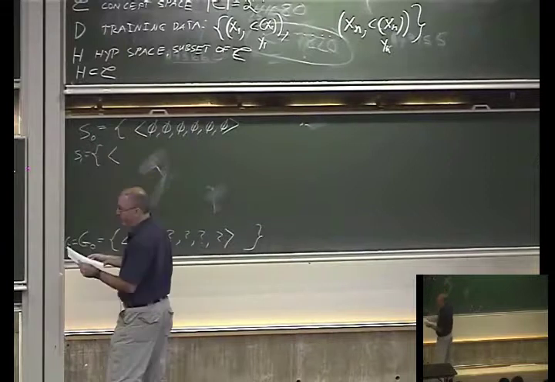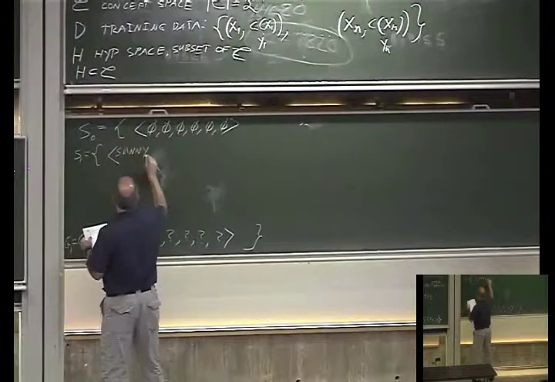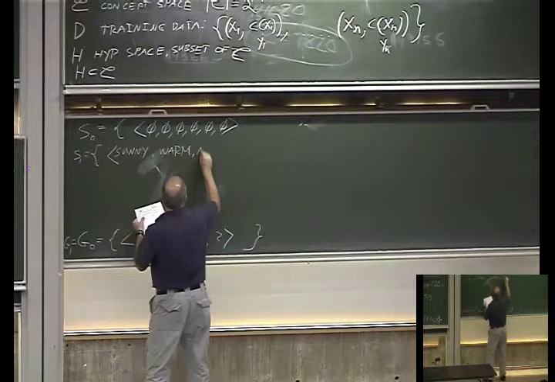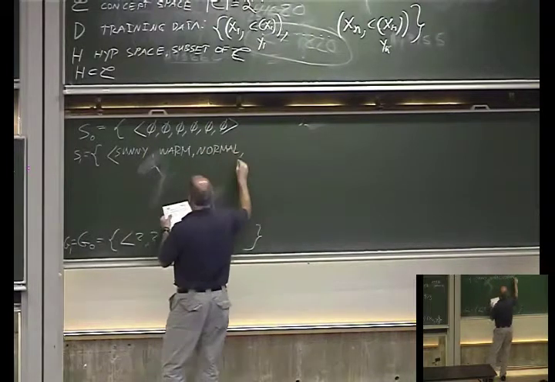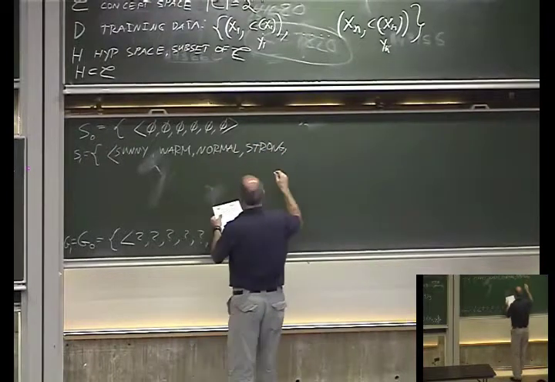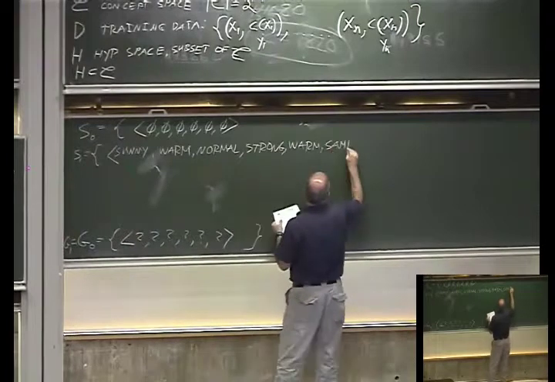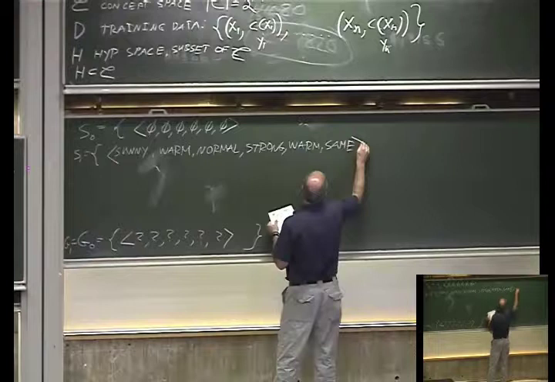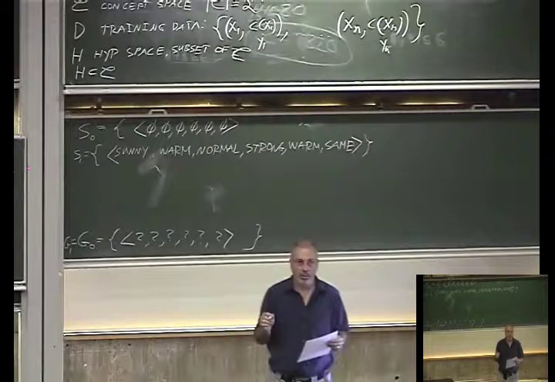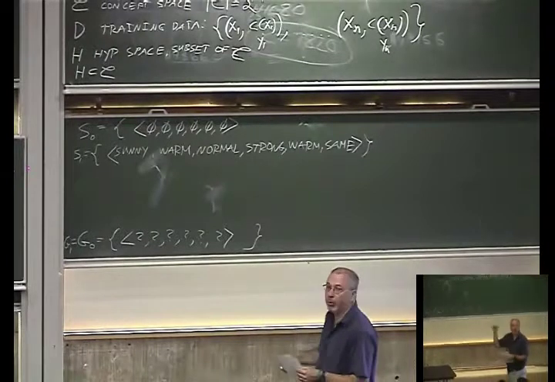So it would correspond to the first training example, which is sunny, warm, normal, strong, warm and staying. Luckily for us, S still has only a single member. Okay, we're done with the first training example.